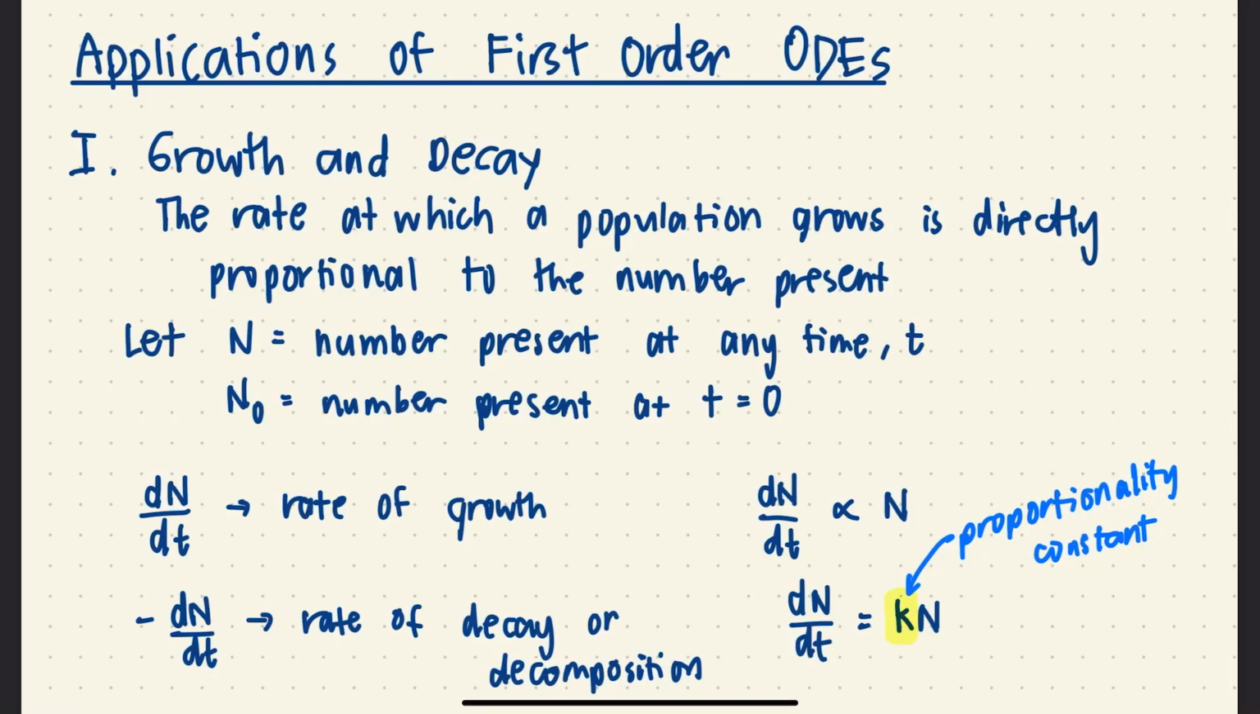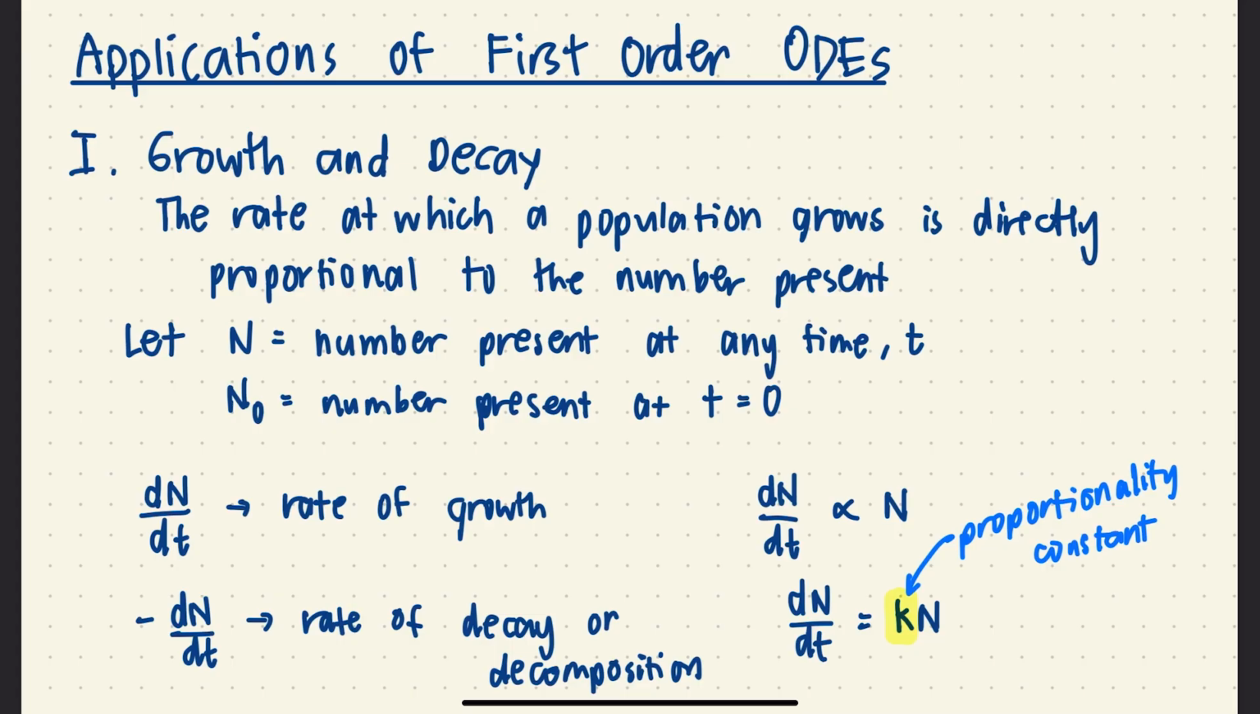So next, we have the applications of first order ordinary differential equations. We start with the first application, which is growth and decay. Note that the rate at which a population grows is directly proportional to the number present at that time. So we will use these variables.